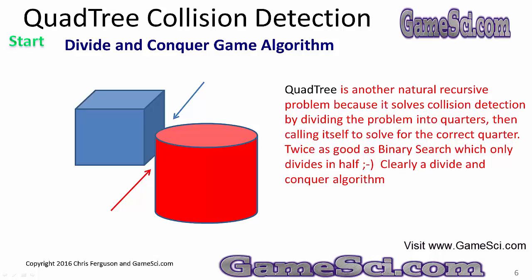Quad tree is another natural recursive problem because it solves collision detection by dividing the problem into quarters, then calling itself to solve for the correct quarter. It's twice as good as binary search, which only divides in half. Basically, we're talking about the same concept. Divide my search area into 4 parts instead of 2 parts like binary search does. Clearly a divide and conquer algorithm. We're going to divide into 4s or quarters.